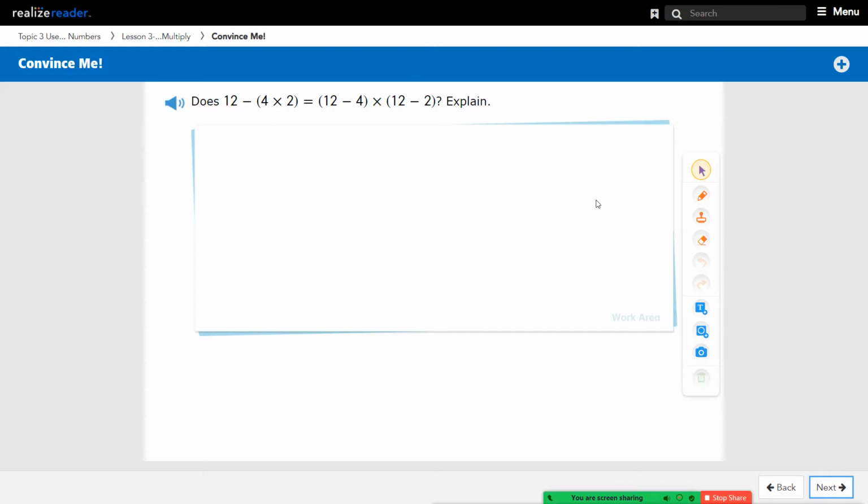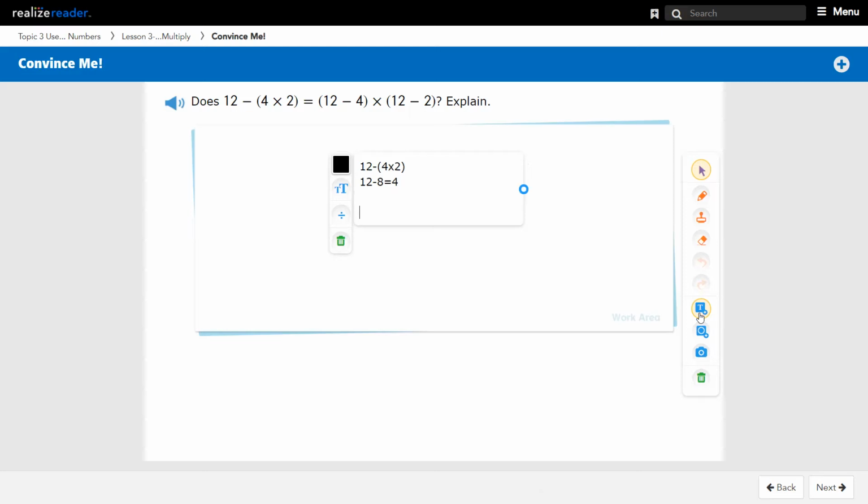Whenever you have parentheses, you have to do what's inside the parentheses first. So if we have 12 take away 4 times 2, we have to do the 4 times 2 first. So 12 minus, what is 4 times 2? That's 8. So 12 take away 8, that's going to give us 4.